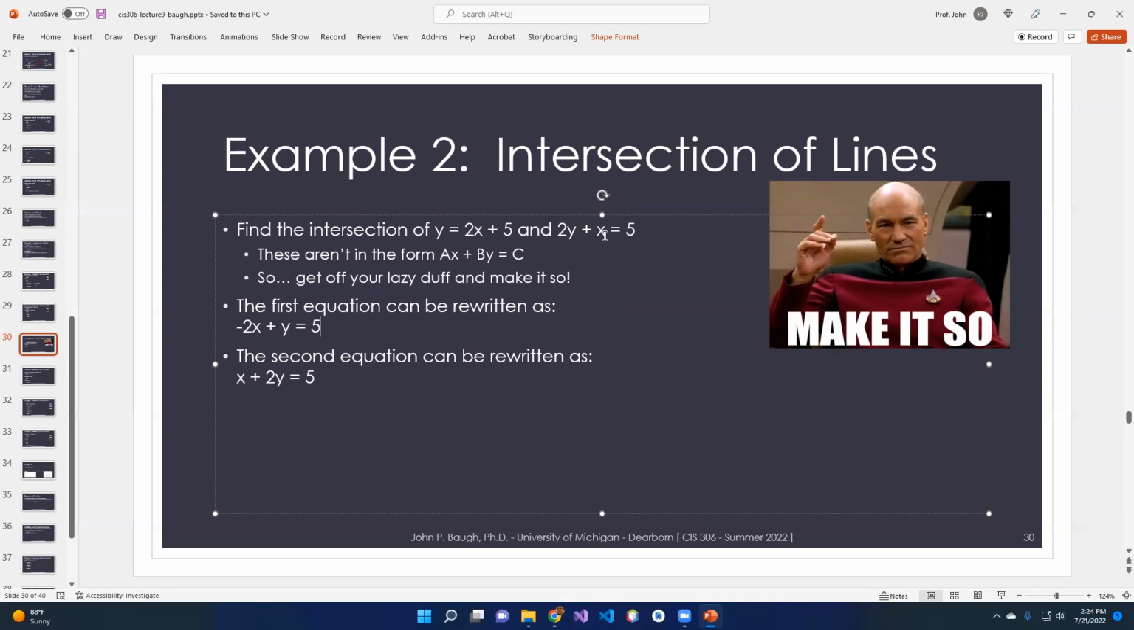And then the second one is not too far off. It's almost what we need. We just need to make sure that we move the x and the y. We swap places. So it's x plus 2y equals 5.